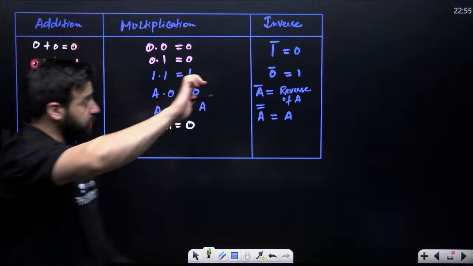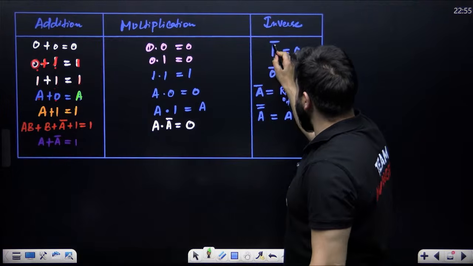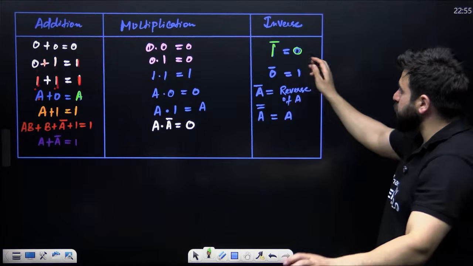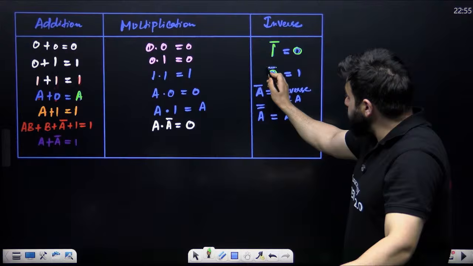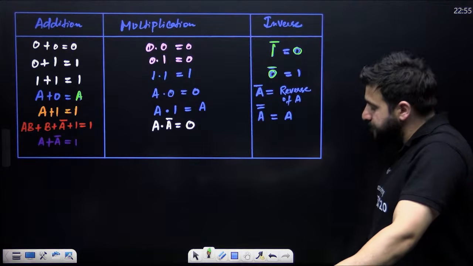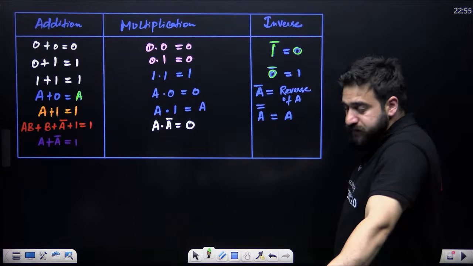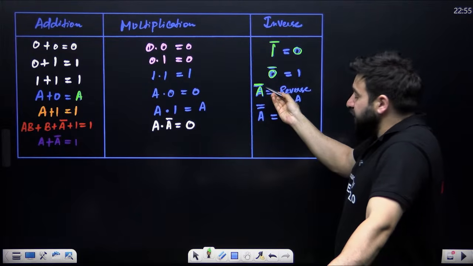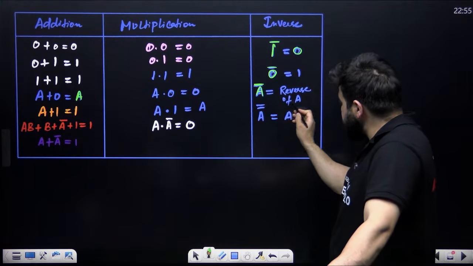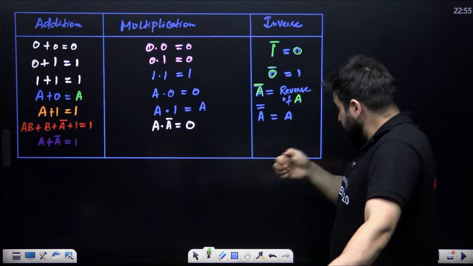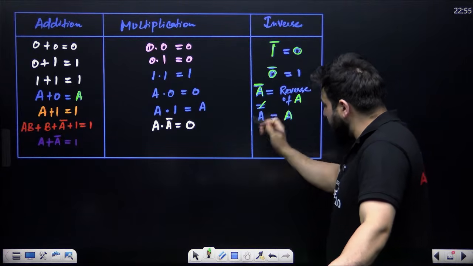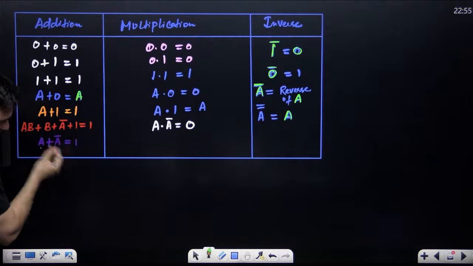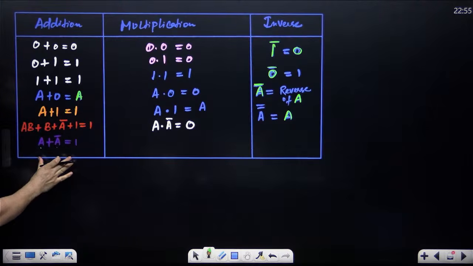Okay. Now, inverse. Let's suppose you have got 1. Inverse of 1 is 0. Opposite of 1 is 0. Opposite of 0 is 1. Inverse of 0 is 1. Let's suppose you have A bar. Its inverse, the inverse of A bar, is the reverse of A. A double bar means A because 2 bars cancel each other. Now see, if I say A plus A bar, it will be 1.